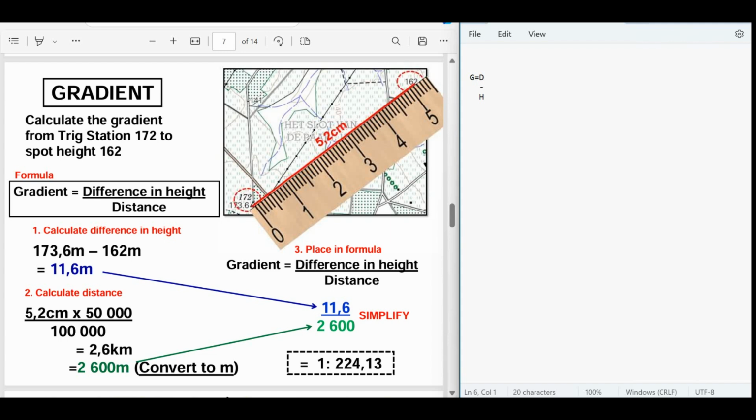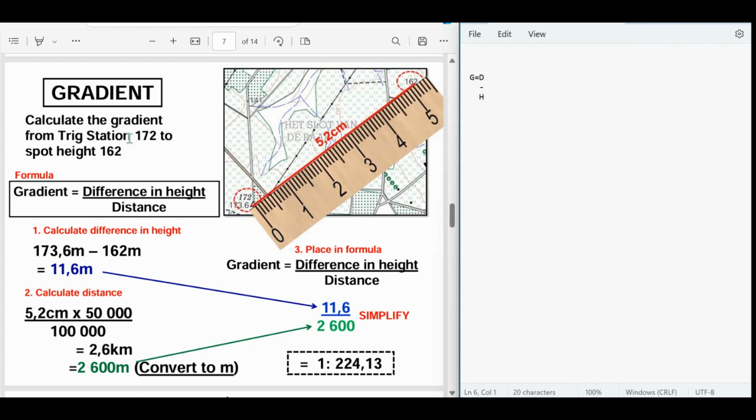Today we are going to be focusing on map calculations, as you can see on the screen, and we are going to be focusing on the specific point of calculating the gradient. We will be using an example of a topographical map which wants us to calculate the gradient from trig station 172 to spot height 162.